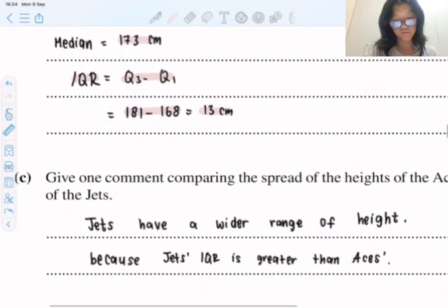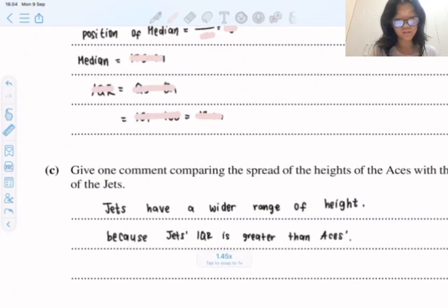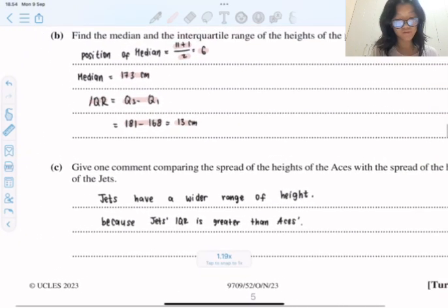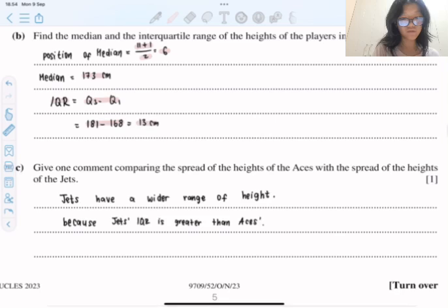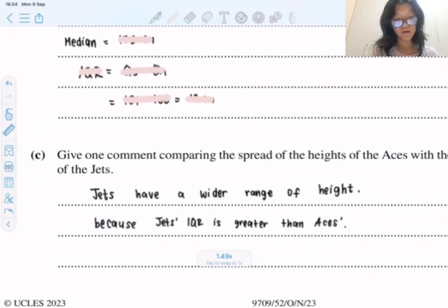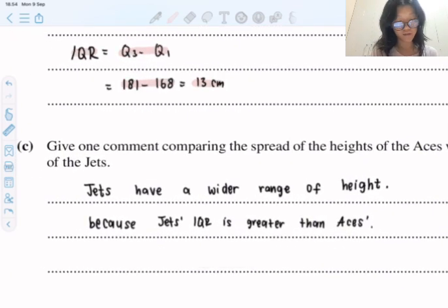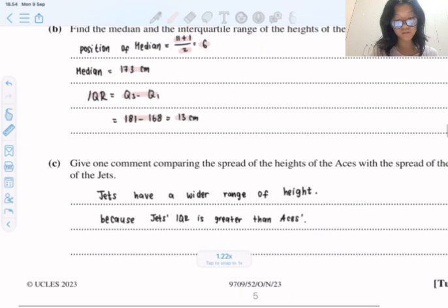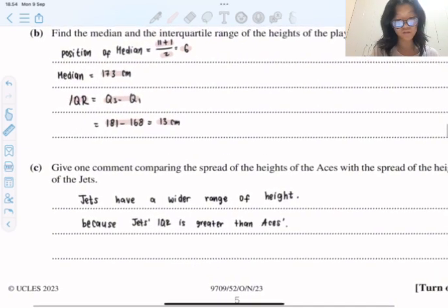Next, for C, give one comment comparing the spread of the heights of the Aces with the spread of the heights of the Jets. One comment is Jets have a wider range of height. It is because the Jets have a greater IQR than the Aces.